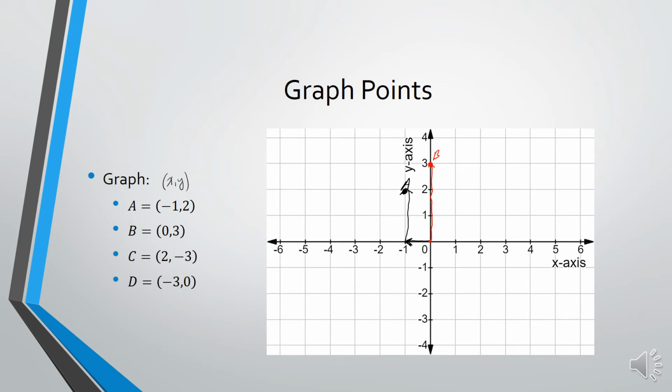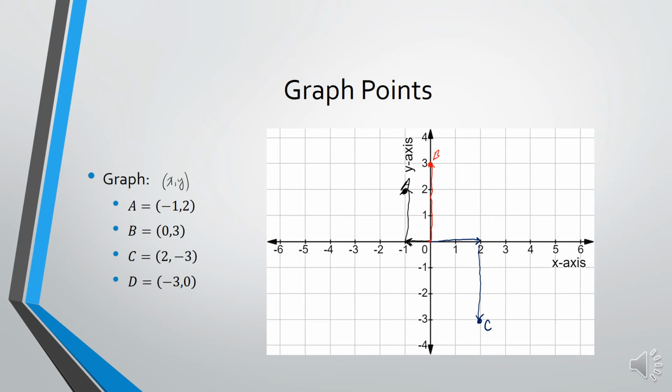Next we'll do C. So C says in the X direction go positive 2. So I'm starting here at the origin. I go over to 2. Then it says minus 3. So I'll go down 3. 1, 2, 3. So right there is my point C.